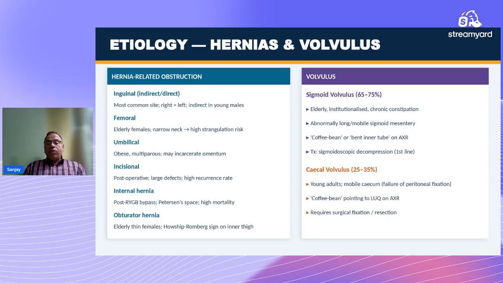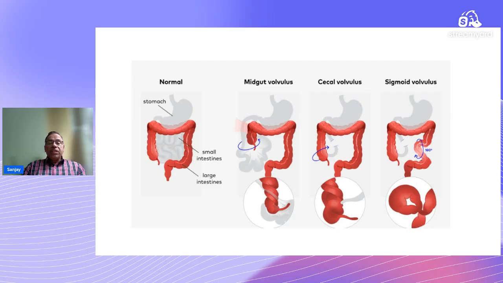Now, cecal volvulus is not so common, accounting for about 20 to 30% of cases of total volvulus, but it is more common in young adults with a mobile cecum. And again, here, the coffee bean sign may be seen. This requires surgical treatment in the form of fixation or resection. So these are the different types of volvulus which can be encountered. If you see the right three, the midgut volvulus, the cecal volvulus, and lastly the sigmoid volvulus, there's a rotation of the bowel along its long mesentery, almost 180 degrees.